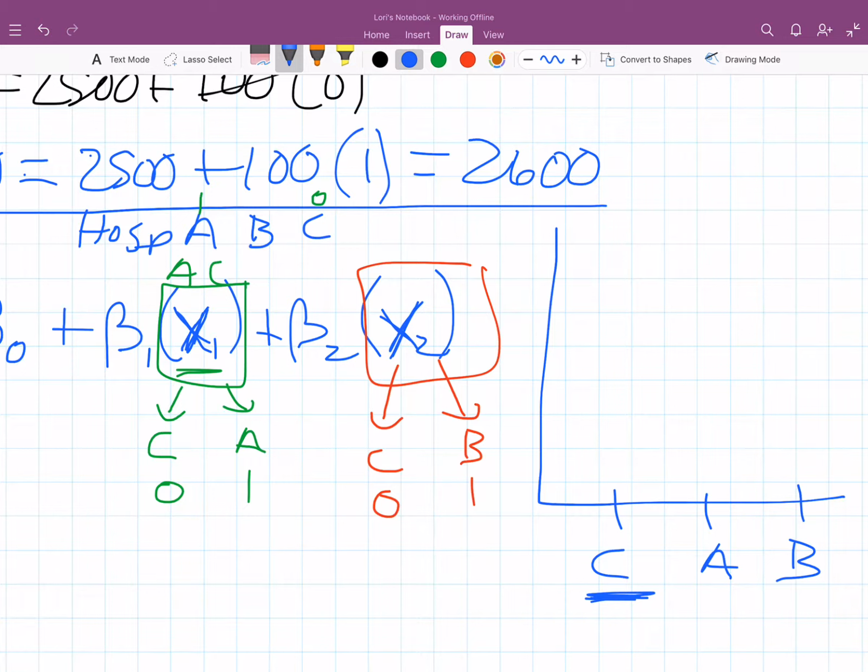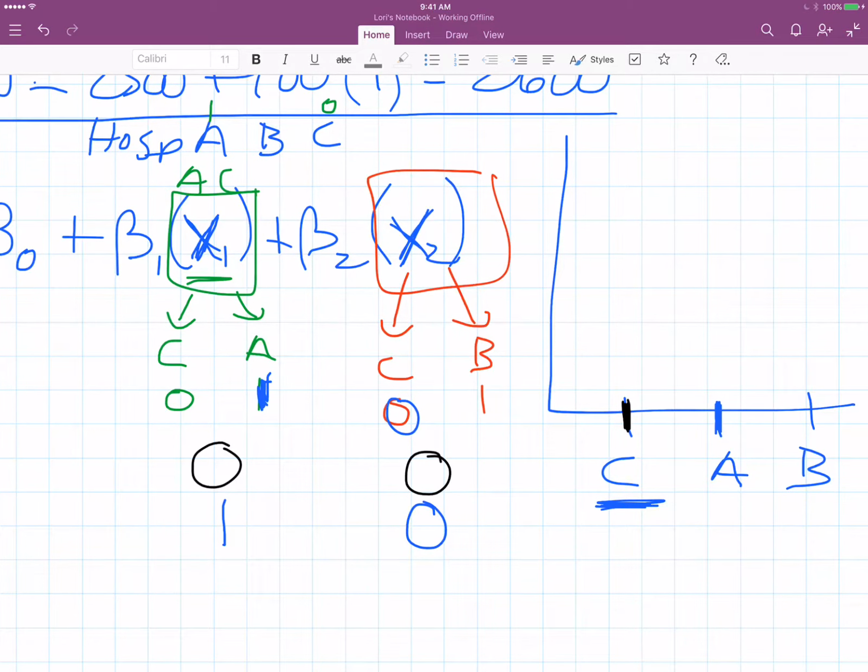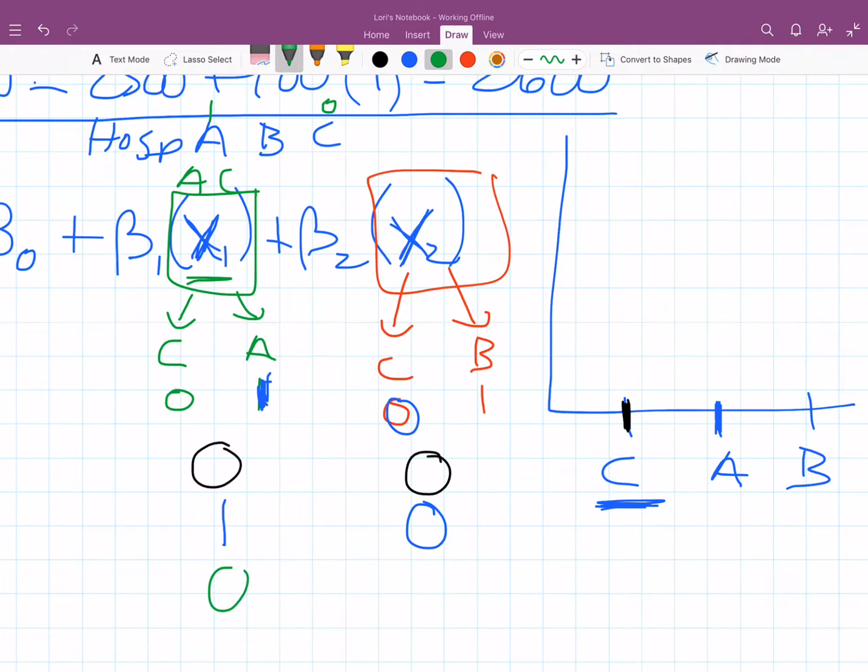Whenever this equation over here on the left has a 0 and a 0 in it, that will be our Hospital C. If the equation has a 1 and a 0, that is going to be Hospital A, because you can see anytime there's a 1 and a 0, that's going to be A. And then the third possibility is if we code this in such a way that this is a 0 and a 1, that's going to end up being your Hospital B.